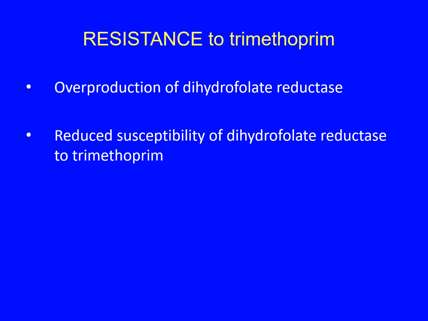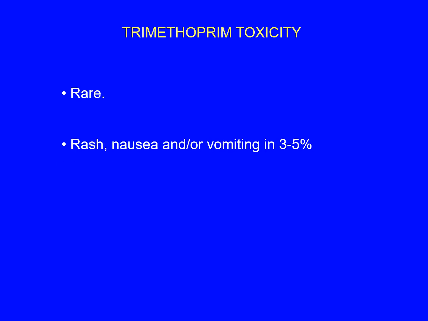Concerning resistance to trimethoprim, the mechanisms that are published are overproduction of the enzyme or reduced susceptibility of the enzyme to trimethoprim. Concerning toxicity, it's quite rare. We may have rash, nausea, and vomiting. And by the way, for all antimicrobials, if you have no idea what toxicity or you didn't memorize anything, well, if you choose nausea and vomiting, 90% of the times you are correct.